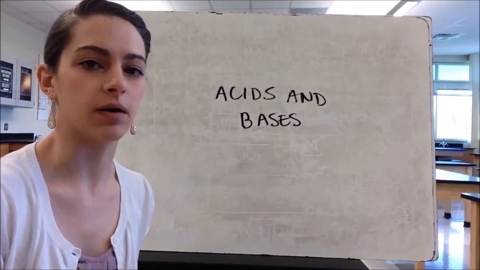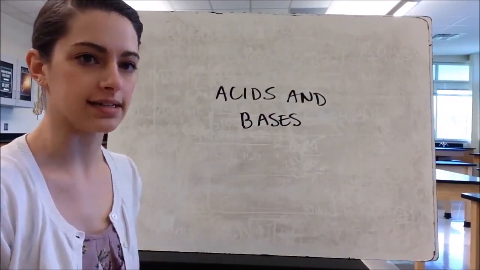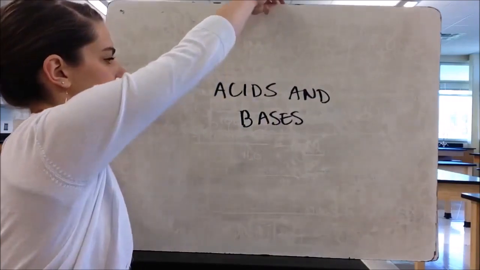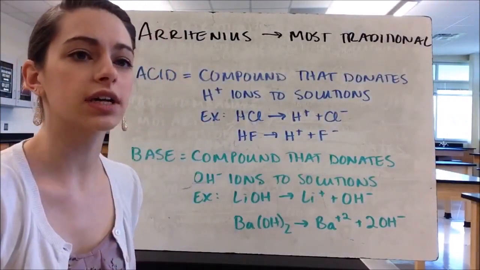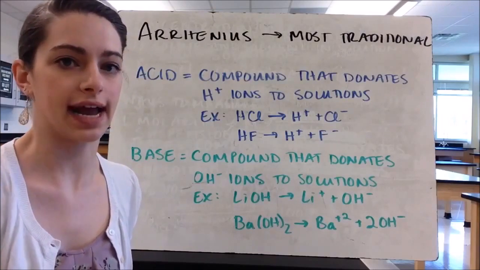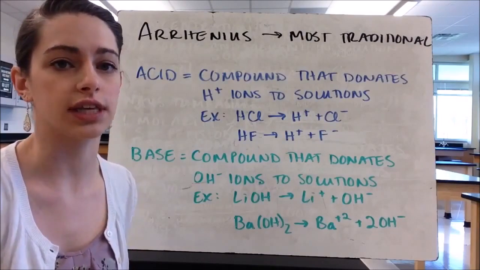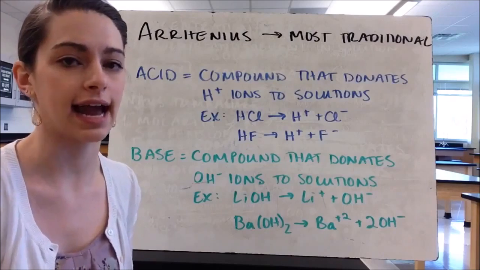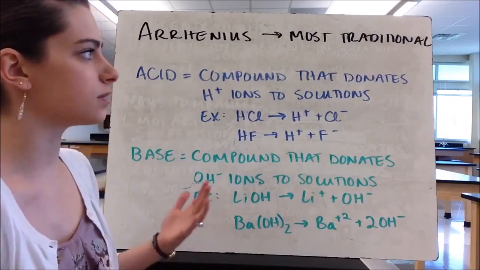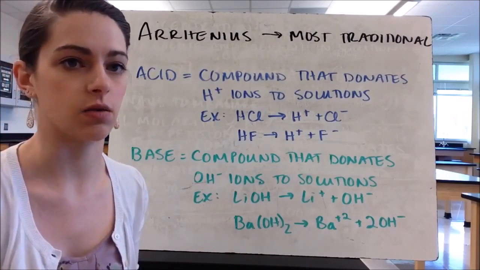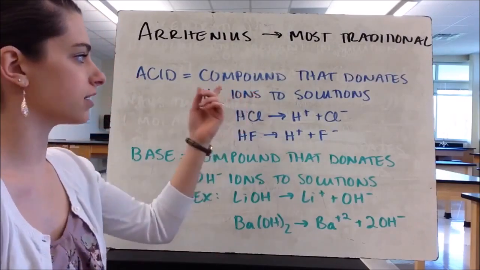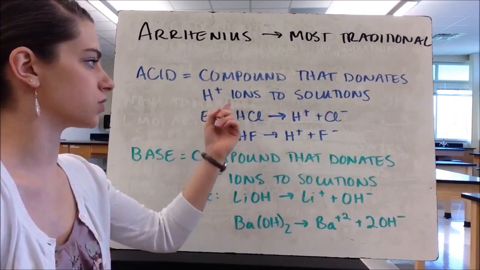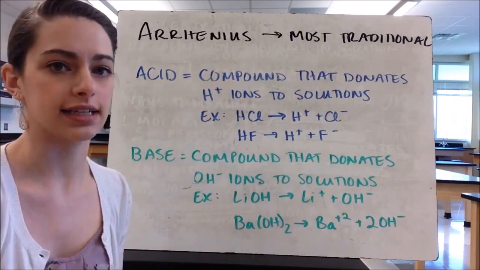So let's learn a little bit about what makes something an acid or a base. We're going to look at two different definitions for acids and bases. The first one is called the Arrhenius model, or the Arrhenius acid or base model. This is the most traditional model of an acid or base. In the Arrhenius model, an acid is a compound that donates H+ ions or hydrogen ions into solution.